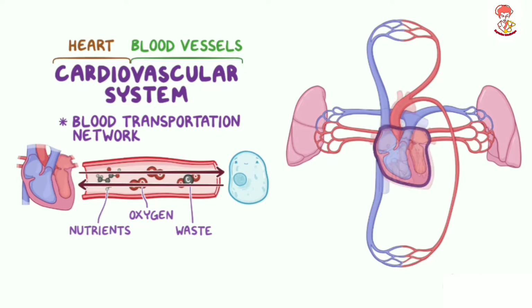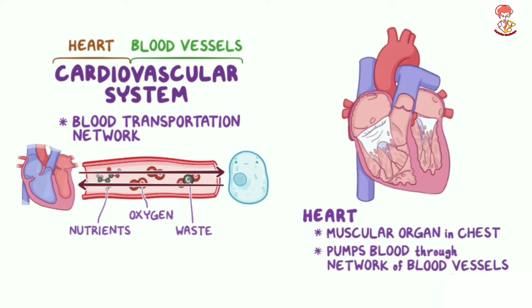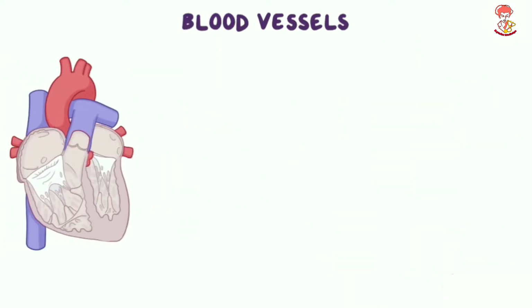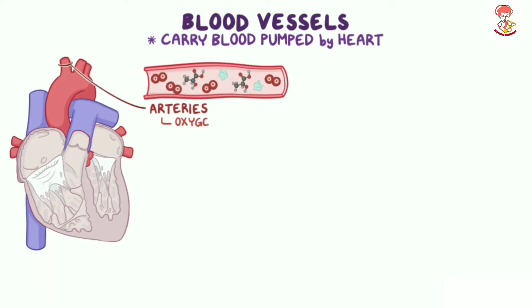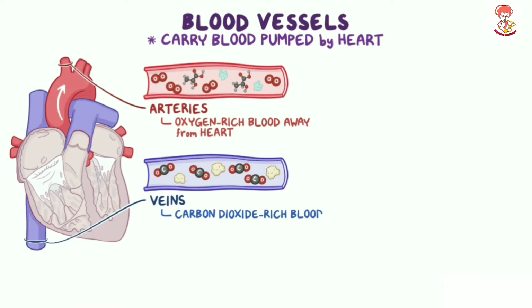The heart is a muscular organ that lies in the chest and it pumps blood through the network of blood vessels in the body. It's composed of four chambers, right and left atrium as well as right and left ventricle. Next are the blood vessels, which are tube-like structures that carry the blood pumped by the heart. Arteries are the blood vessels that carry oxygen-rich blood away from the heart to supply the body with oxygen and nutrients. And veins carry carbon dioxide-filled blood and waste products from other parts of the body back into the heart.